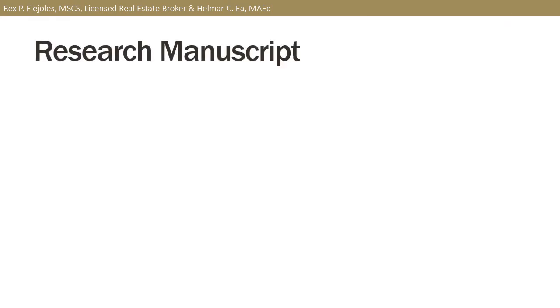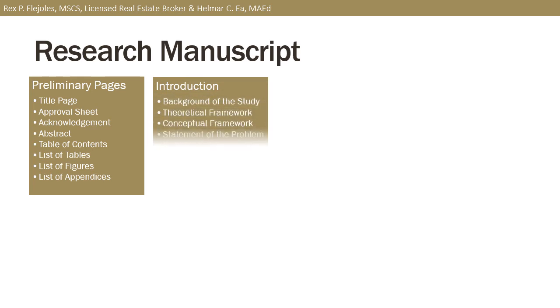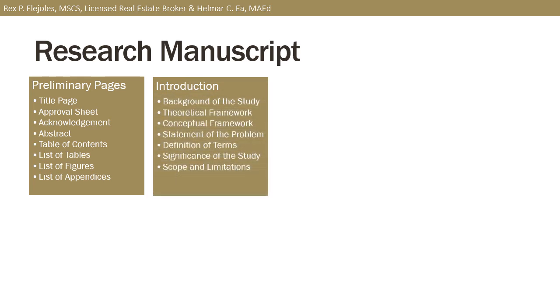For the contents of the research manuscript, they vary from institution to institution. I am presenting the one which is common. It includes the preliminary pages that contain title page, approval sheet, acknowledgement, abstract, table of contents, list of tables, list of figures, and list of appendices. Then, followed by the 5 chapters. Chapter 1 is the introduction. It includes background of the study, theoretical framework, conceptual framework, statement of the problem, definition of terms, significance of the study, scope, and limitations.